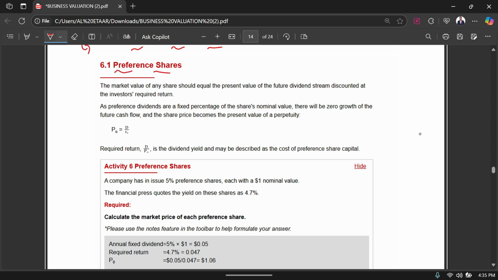Okay, so let's read. It says that the market value of any share should equal the present value of the future dividend stream discounted at the investor's required return. As preference dividends are a fixed percentage of the share's nominal value, there would be zero growth of the future cash flow, and the share price becomes the present value of a perpetuity. Now, if you guys remember, I told you in my previous classes, not in this lecture or the previous lecture, that there are two kinds of preference shares.